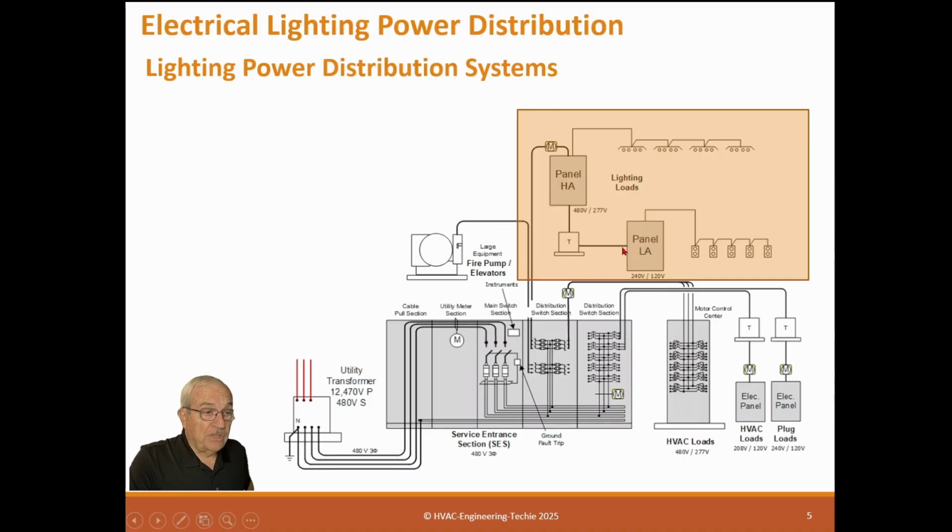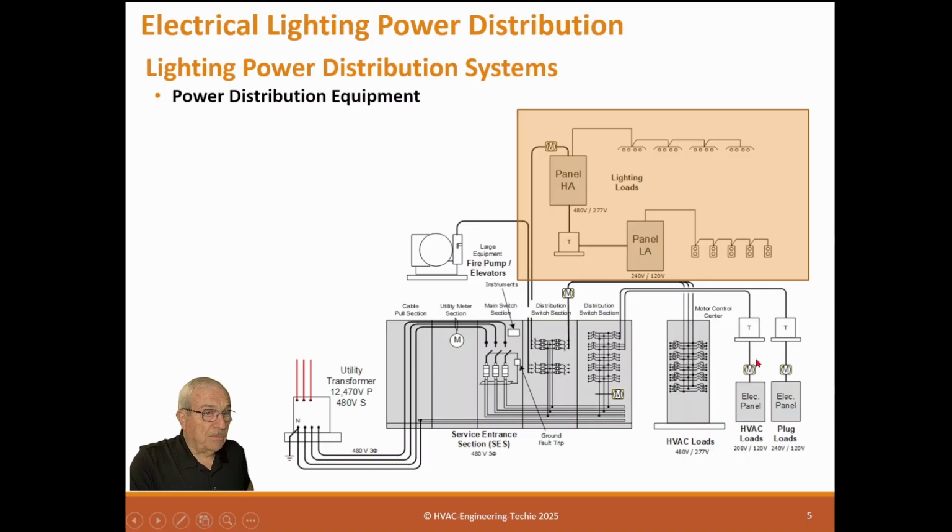Now, there are two types of lights. One is normal lighting, which this would be, and then there's emergency lighting, which would be off somewhere else here. Emergency lighting has to be fed to a separate panel because the generator backs up that lighting differently than it does normal lighting in a facility. So that's why we do that.